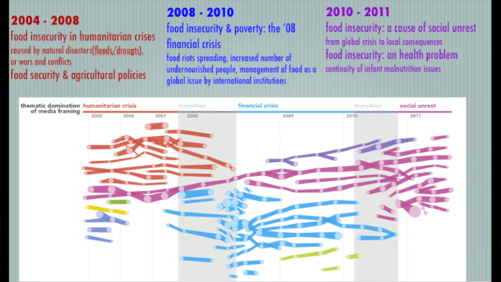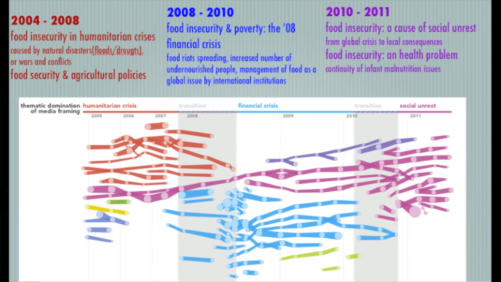And then a second period starts that you can see. The first period, which is in red, disappears progressively and is competing with the new framing that actually wins over, which is in the context of the financial crisis of 2008, where food insecurity is related to poverty in this case, and food riots due to the rising prices of food. So we see a new framing, again around the same issue, that is emerging and winning over.